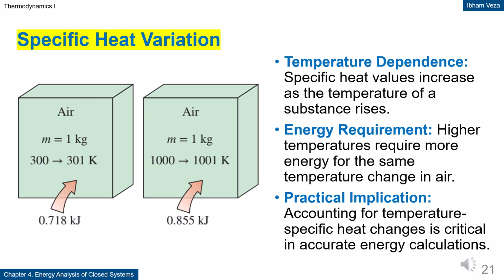Specific heat variation. The value of specific heat is not always constant and generally increases with temperature. For higher temperature levels, more energy is required even for the same temperature rise. This phenomenon is clearly observed in air and other gases. Therefore, the assumption of constant specific heat must be used carefully. In more accurate calculations, this variation must be taken into account.